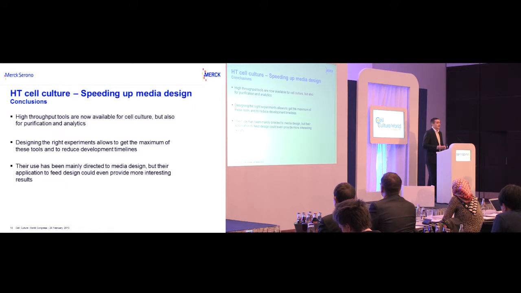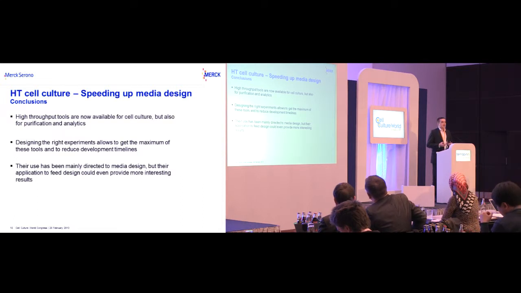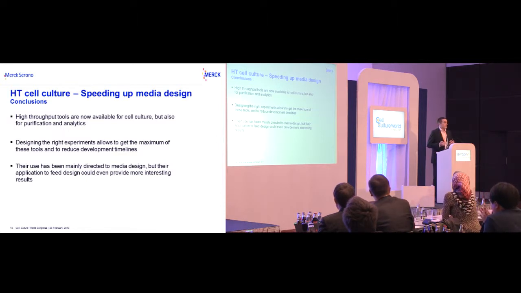So in conclusion, what I would like to say is that high throughput tools are now really here to perform powerful experiments, not only for cell culture but also for product quality. And what is important for me is that by designing the right experiment, you can really get the maximum out of this kind of tools. For the moment, at Merck Serono, we mainly use this tool for media design, but in the near future, we will do it also for feed and process. So we could even have more interesting results doing this.